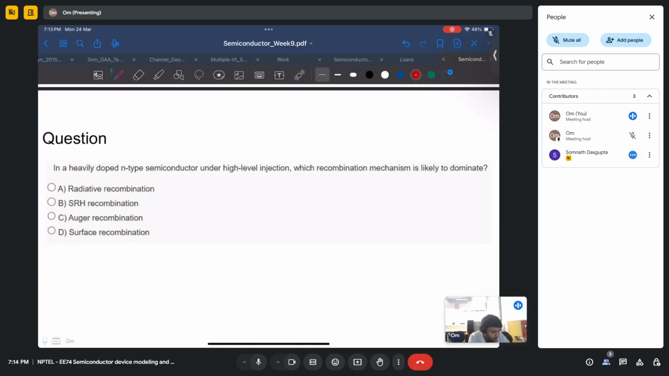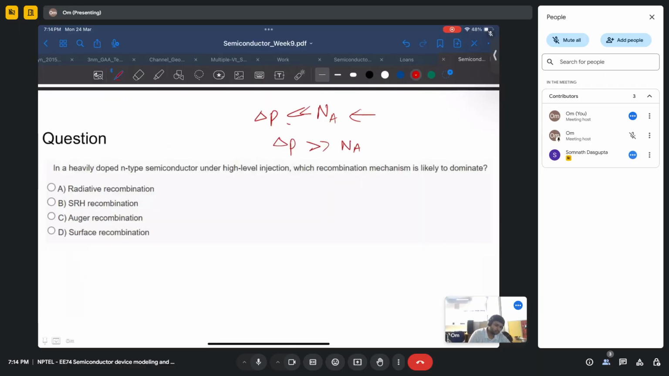So high level, low level, how do you define it? Whatever you are generating, delta P or delta N, is it larger than the background doping or not? That is what will determine whether it is high level or low level. So this is the low level condition. The opposite is the high level condition, and delta P is much greater than Na.